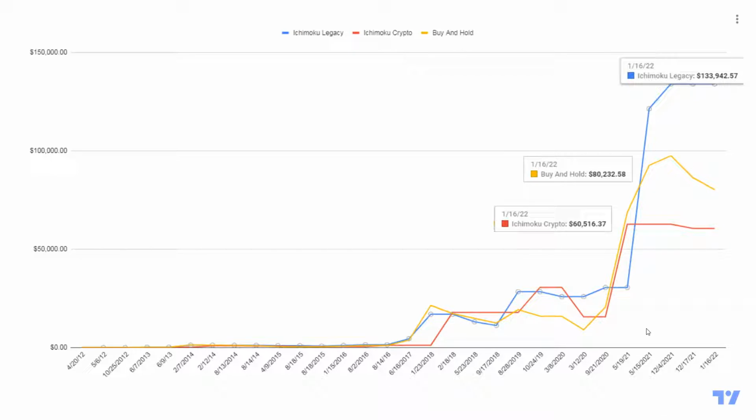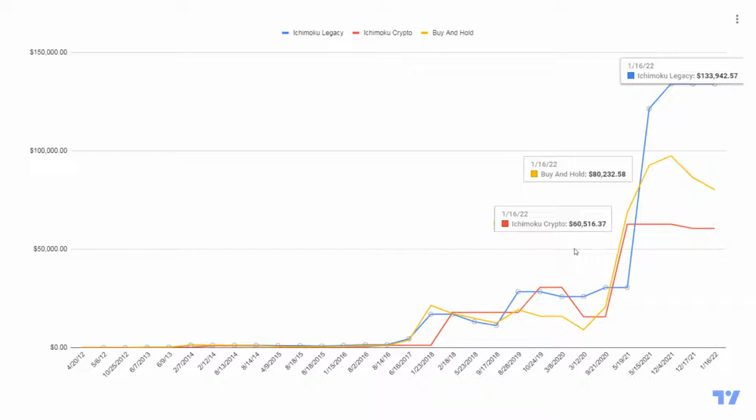Here's the P&L just in real terms. And so if you'd invested $10 back at the first trade, April 20th back in 2012, the legacy Ichimoku settings would be sitting at a profit, a return of 133,000, almost $134,000. Pretty good. Buy and hold, not taking any strategies, would have yielded about $80,000. And the Ichimoku crypto settings are lagging, only returning about $60,000. So it's actually not beating the HODL.